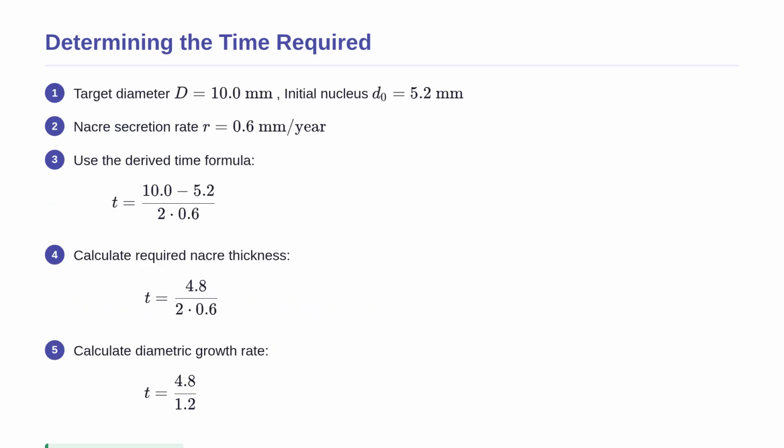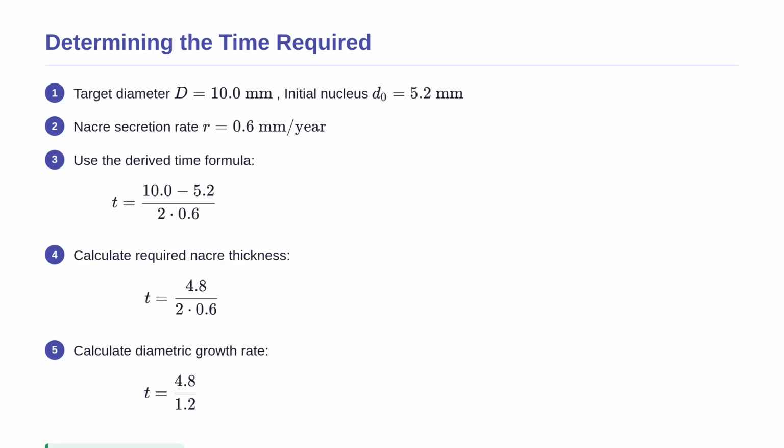Now that we have derived this new formula, let us apply it to a real-world scenario. A jeweler requests pearls that are exactly 10.0 millimeters in diameter. The farmer uses a 5.2 millimeter nucleus, and the local oysters secrete nacre at 0.6 millimeters per year. We need to find out how many years the farmer must wait. We plug our values into our derived formula.